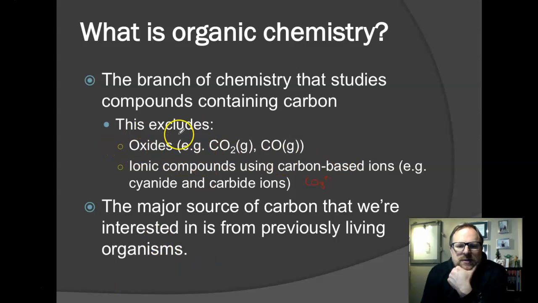We've got the oxides of carbon, they are not organic. The ionic compounds containing carbon-based ions, including cyanide. Remember, cyanide is CN, 1-, and I think carbide ion is C2, 1-. Those ones are not considered to be organic. Okay? Everything else for this point you should consider to be organic, even if it doesn't appear on the surface to be organic. The major source of carbon that we're interested in is from previously living organisms.